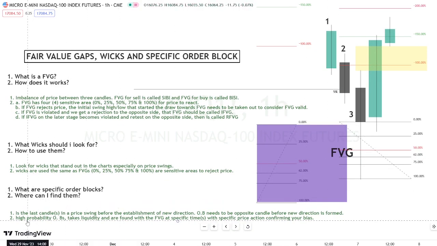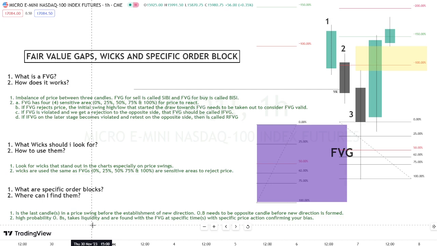Where can I find them? High probability order blocks take liquidity. What is an order block? It is the last candle or candles in a price swing. We have this price swing right here, in the price swing before the establishment of the new direction. Last before the establishment of the buy. Remember, we are buying. And then an order block needs to be opposite candles before the new direction is formed. These ones are opposite candles before the new direction is formed.